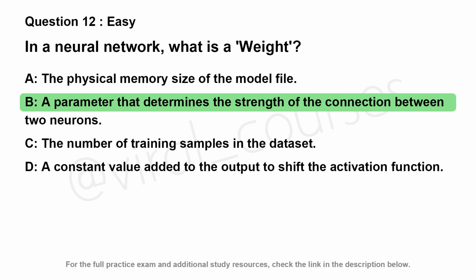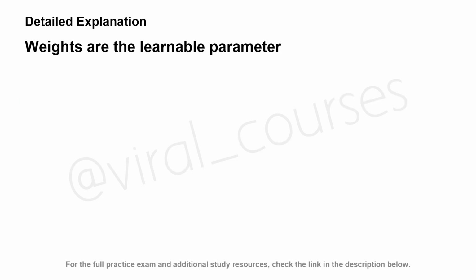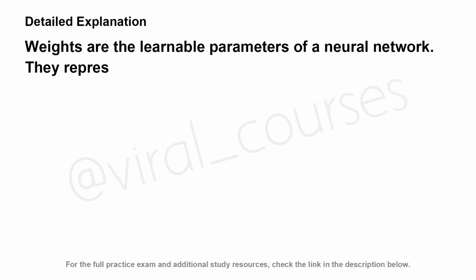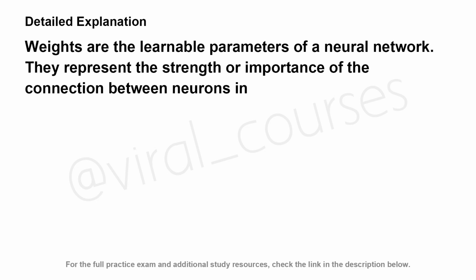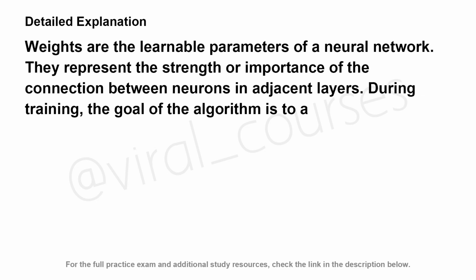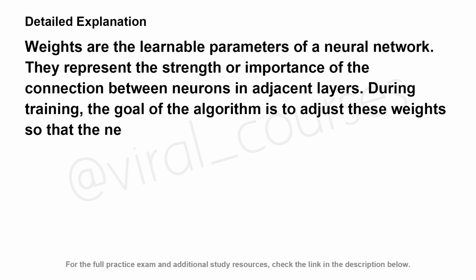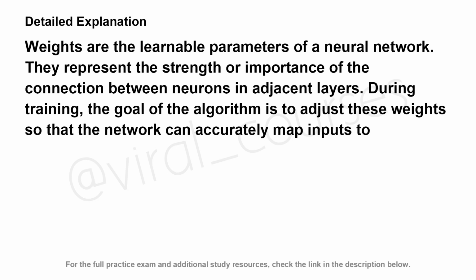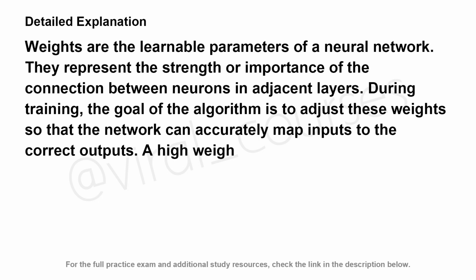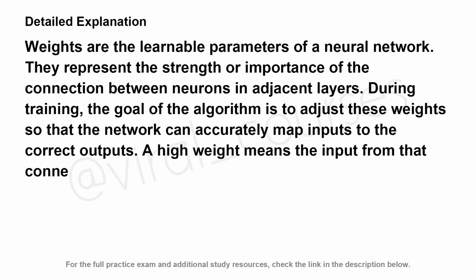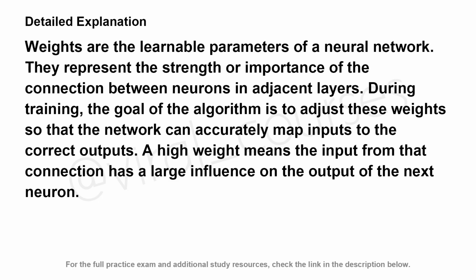The correct answer is B. Weights are the learnable parameters of a neural network. They represent the strength or importance of the connection between neurons in adjacent layers. During training, the goal of the algorithm is to adjust these weights so that the network can accurately map inputs to the correct outputs. A high weight means the input from that connection has a large influence on the output of the next neuron.